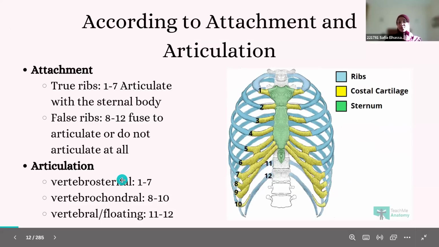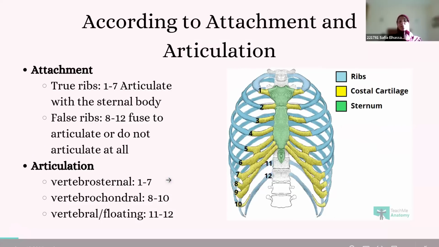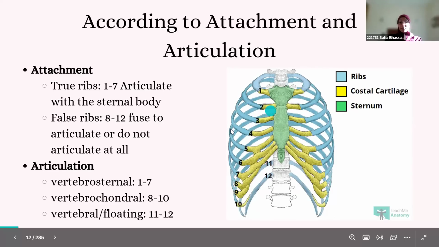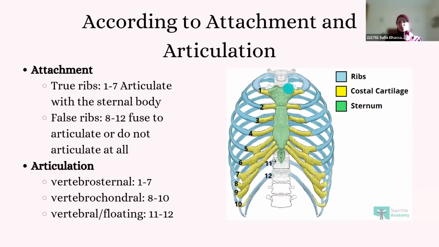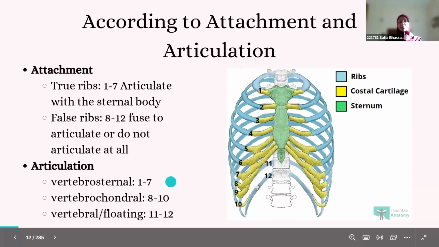And when it comes to articulation, there are 3 different classifications under this category. So you have vertebrosternal. From the name, vertebrosternal means that it articulates with the vertebra in the back and the sternum in the front. So these would be ribs 1 to 7. Vertebrochondral means they articulate with the vertebra in the back and then the costal cartilage in the front. Chondral refers to cartilage, and these are ribs 8 to 10. You can see how ribs 8 to 10 kind of fuse with the cartilage of rib number 7, which then attaches to the sternum. And then we have the vertebral or the floating ribs, and these are only attached to the vertebra.